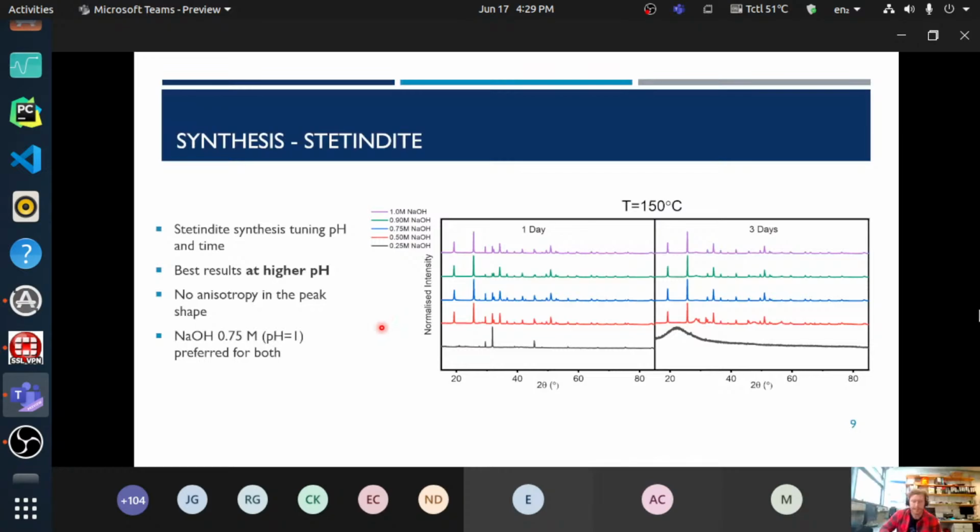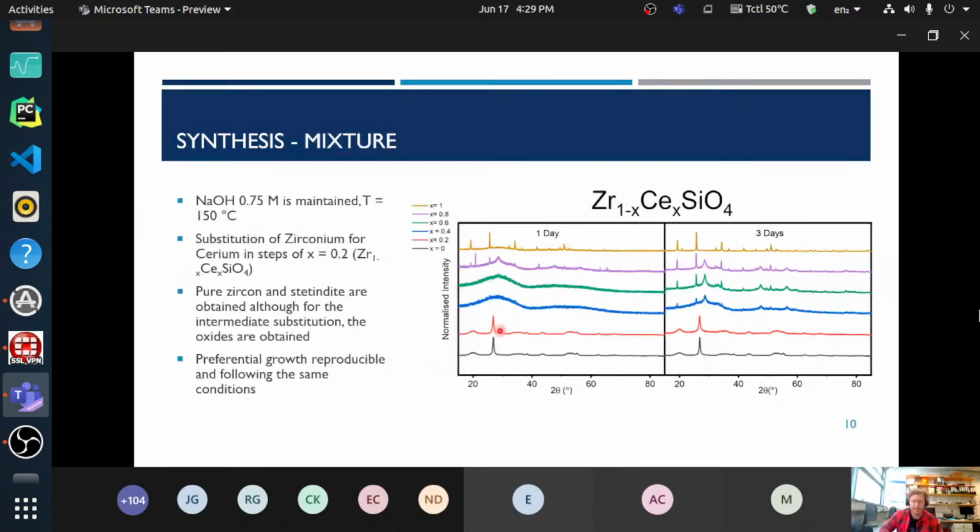We decided to get into the middle point, that would be 0.75 sodium hydroxide, around pH 1 for the mix. And we decided to try to obtain the mixed silicates from zirconium and cerium. What we got is that using a temperature of 150 degrees and the sodium hydroxide concentration that I mentioned, we could obtain the pure phases as it happened before.